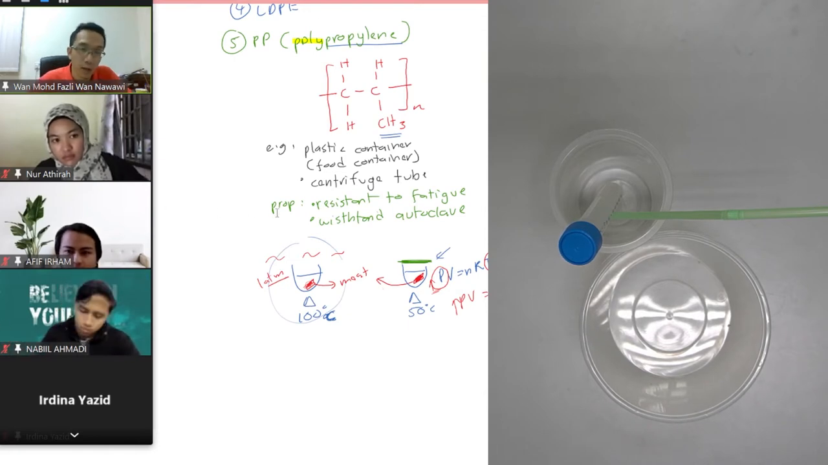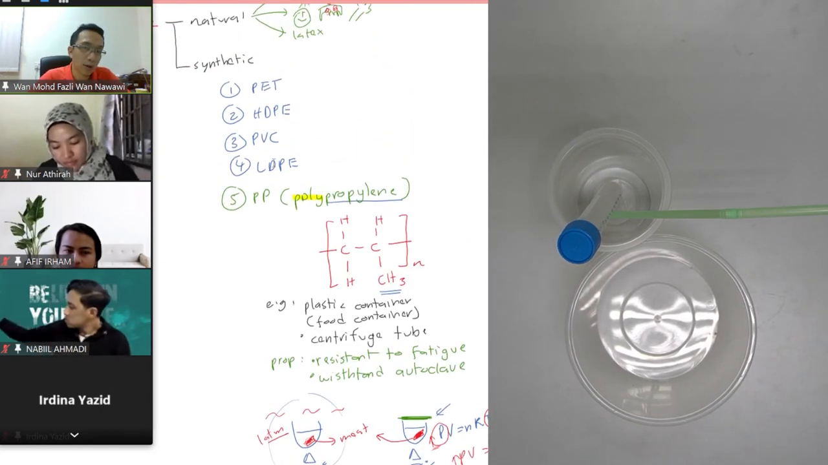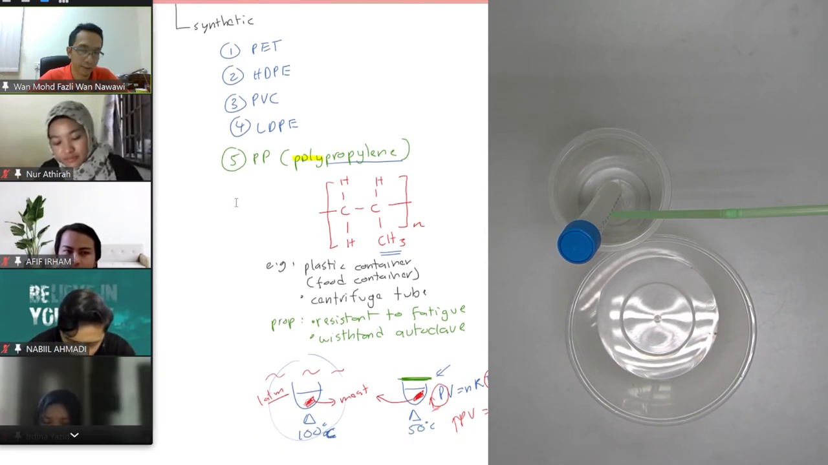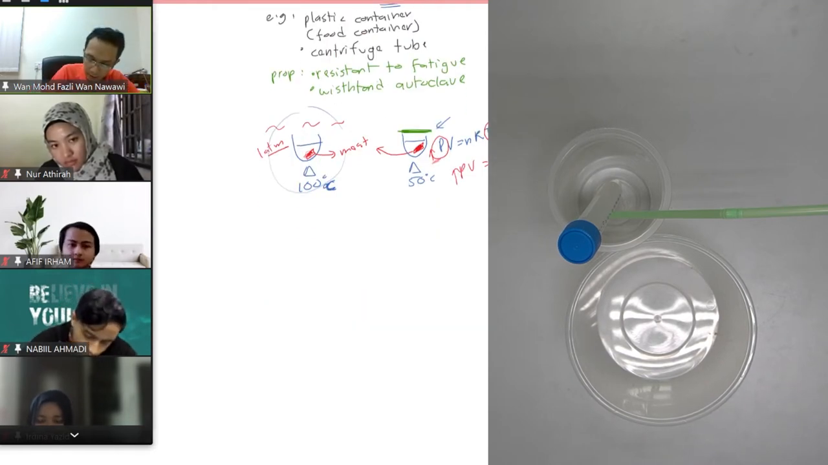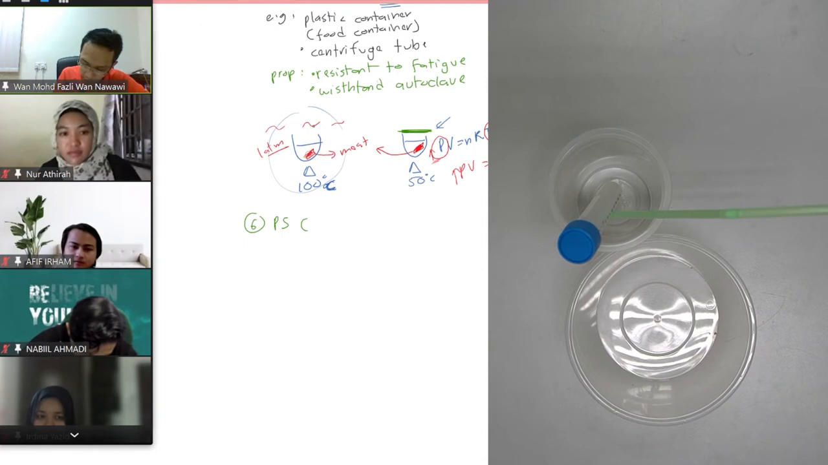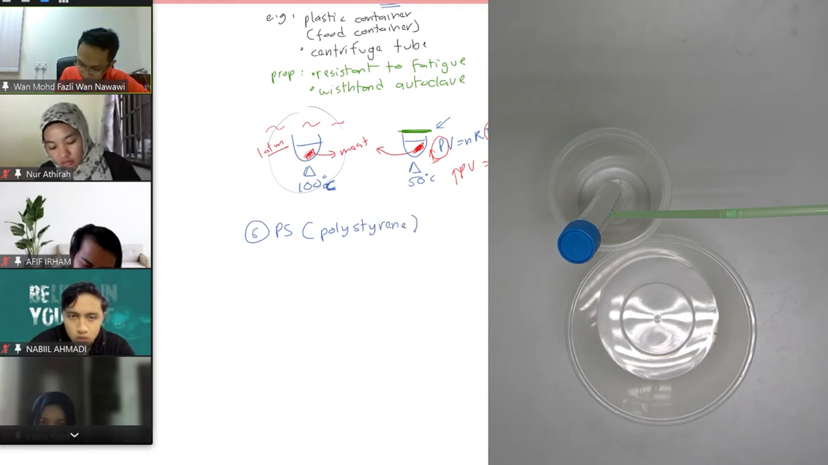But anyway, we are focusing on polypropylene. So we are done with polypropylene. Let's see number 6. Number 6 is polystyrene. The example of polymer number 6 is PS, which stands for polystyrene. Let me put this in blue color. So number 6 is PS, which stands for polystyrene.